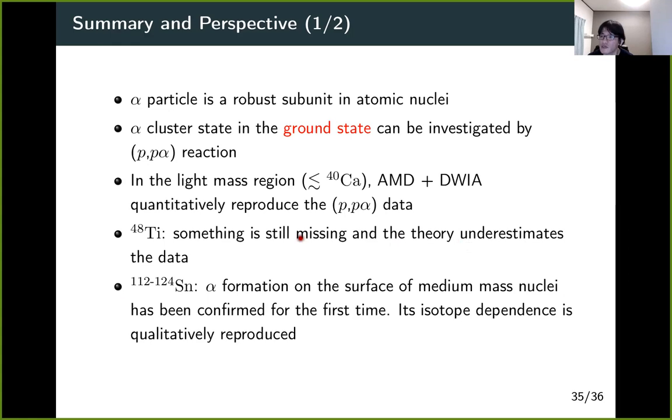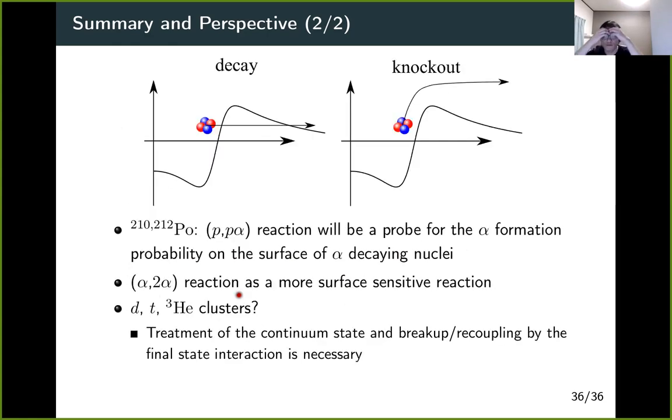underestimates the observed data. And in the medium mass region, the tin-112 to tin-124 case, alpha formation on the surface of these medium mass nuclei has been confirmed for the first time, I'd say, and its isotope dependence is well reproduced. And for perspectives, I'm thinking about doing the PP alpha reaction, alpha knockout reaction, from alpha decaying nuclei.